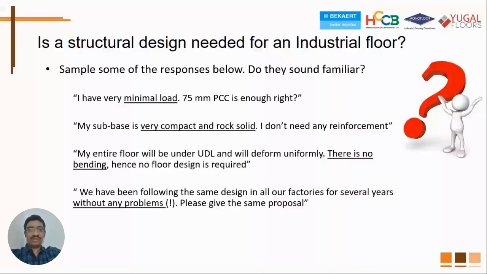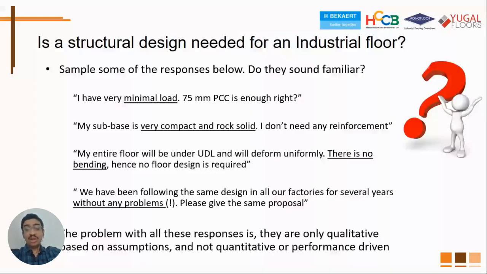I'm sure a lot of you would have faced these kinds of questions from clients, customers, or even yourselves must be thinking on these lines. But the problem with all these responses is they're only qualitative and based on assumptions. You don't really know what performance is required, and they're not quantitative.